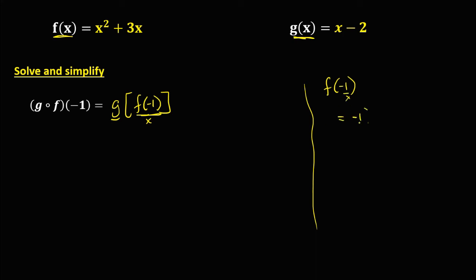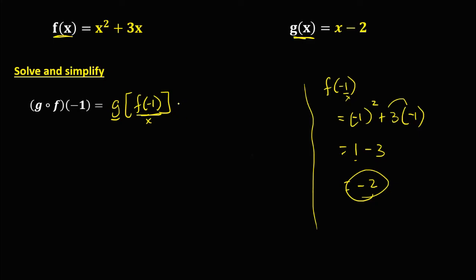So that's negative 1 squared plus 3 times negative 1. Then negative 1 squared, negative times negative is positive. And positive times negative is negative 3. Then 1 minus negative 3, that's negative 2. Therefore, f of negative 1 is equal to negative 2.